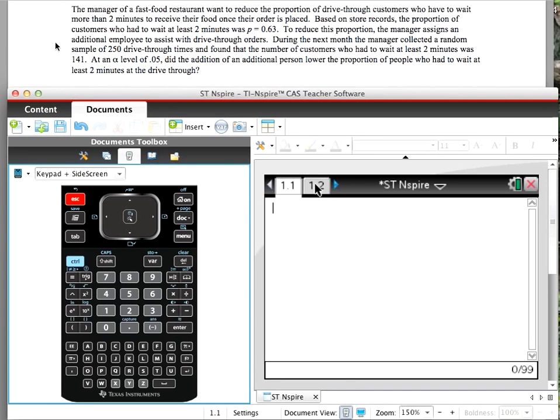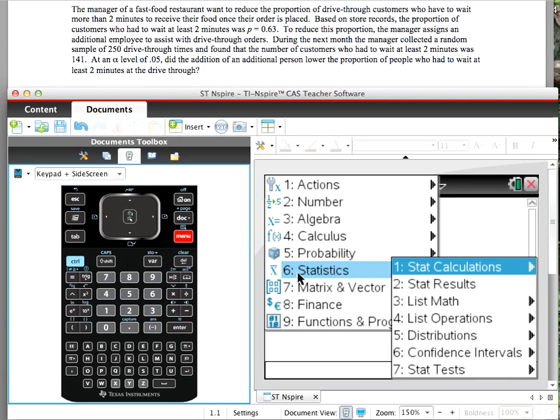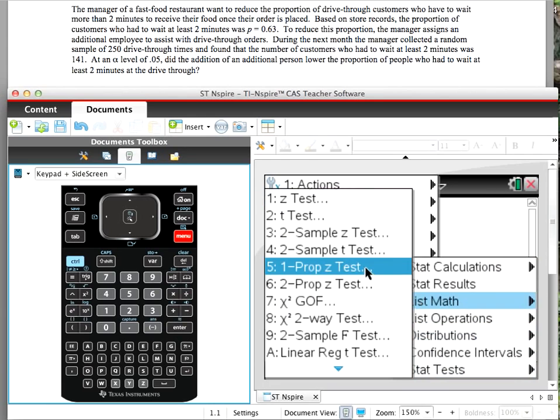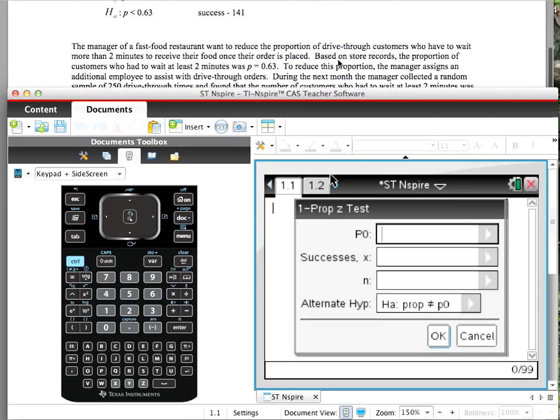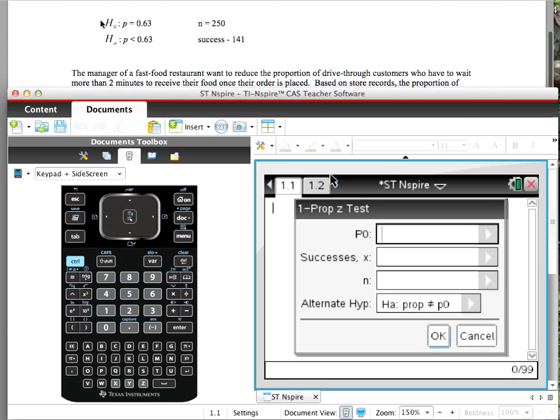But what we have here is we have a 1 proportion Z test. All right. So we're going to look here. We're going to go to Menu, Statistics, Stats Test, and I'm going to select 1 proportion Z. And you see, again, it asks me for certain information. P0 is the null hypothesis. And so we've got to look up here and say, what are our hypotheses? Well, our null hypothesis is 0.63. That's the proportion of people who waited before the study was conducted, before the third person added. Our alternate, we're looking to see if it was lowered, so our alternate is going to be less than 0.63. Our n is 250 and our successes is 141.